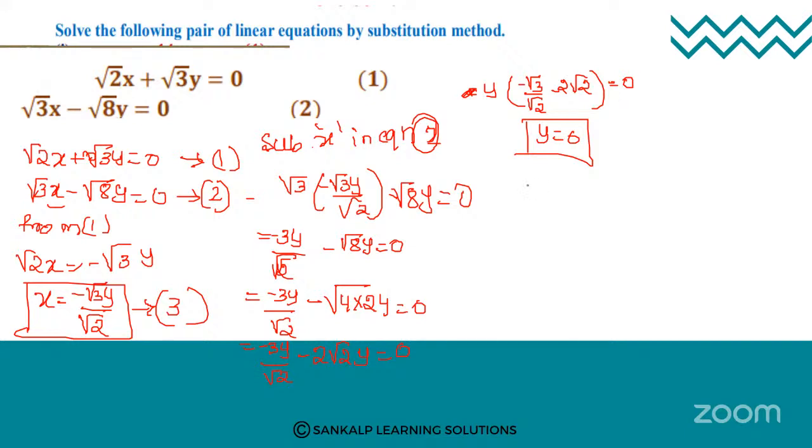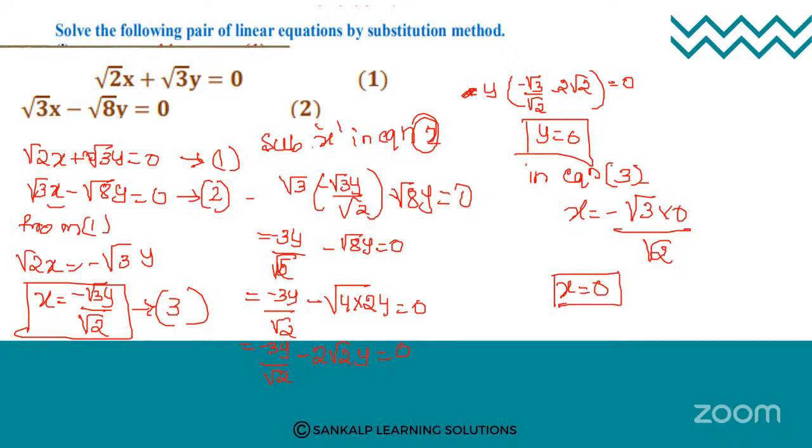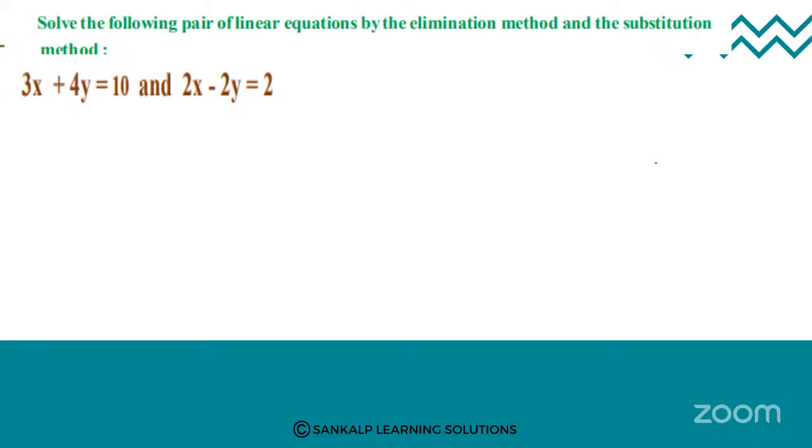If I substitute the value of y in equation number 3, x is equal to, right? So in equation number 3, x is equal to minus root 3 into y value is 0 divided by root 2. So root 3 into 0 is 0. 0 divided by anything is again 0 only. Therefore, x is equal to 0 and y is equal to 0. This question can be asked for 2 marks, or 3 marks. Simple it is.